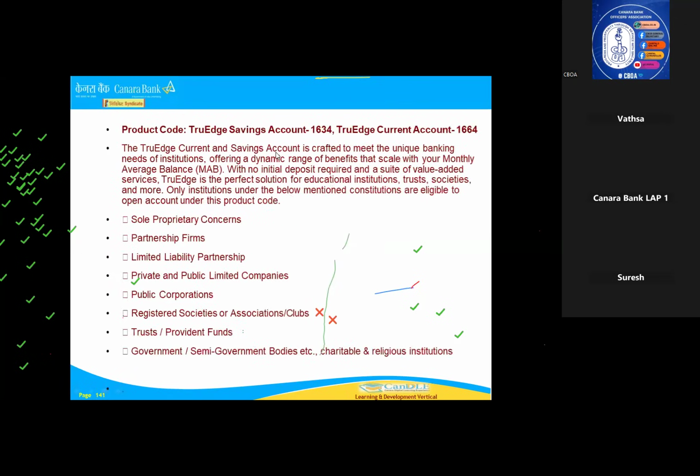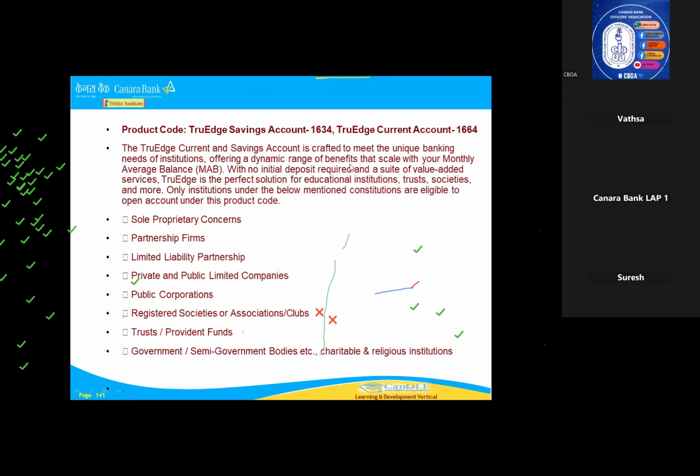Next is the new product, True Edge Savings Account, 1634. And the current account is 1664. New products alone, at least you remember the product code. They may ask the product code.